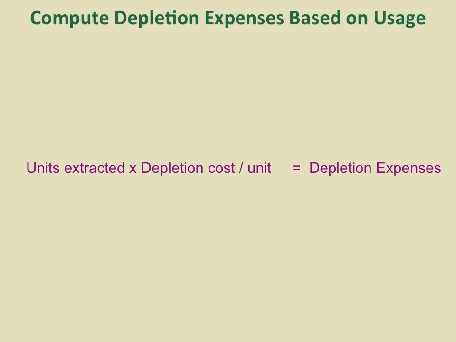In the last step, we can compute depletion expenses based on the usage or extraction. Basically, what we're going to do is to use this depletion cost per unit we just calculated in the last step times the number of units of those natural resources extracted in this period. Then we can get the depletion expenses of this period.